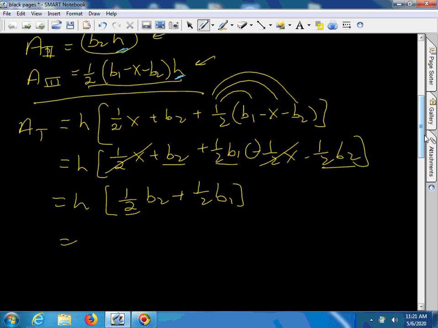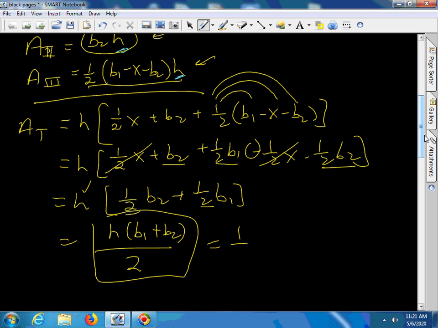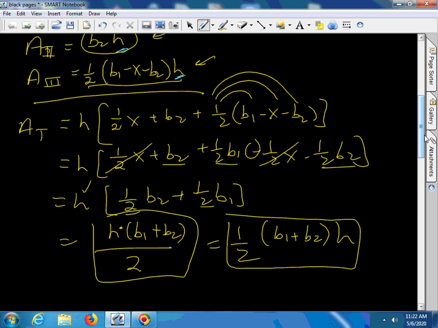So now, in here, I can factor out a half, which means to divide by 2. So I have h times b2 plus b1 over 2. I'll just write it this way. Now, some people write the formula this way. Other people might say one half b1 plus b2 times h. Multiplication does commute. And there is your derivation of the area of a trapezoid.